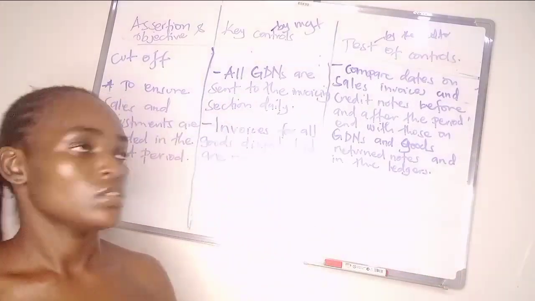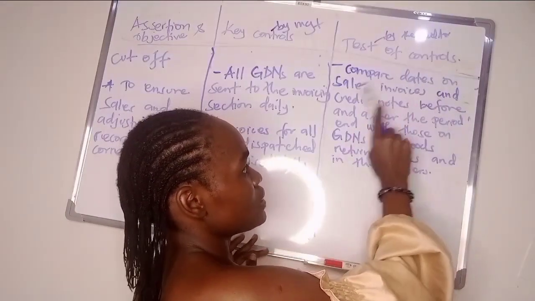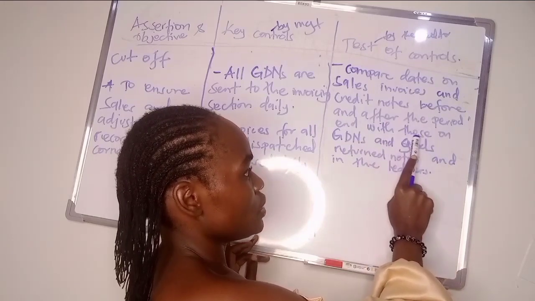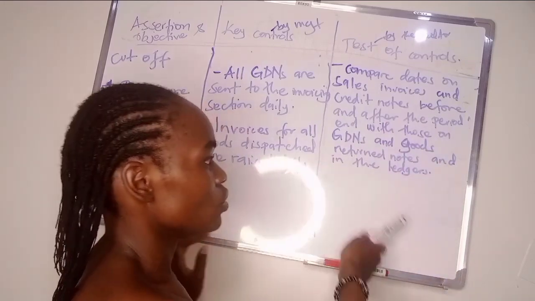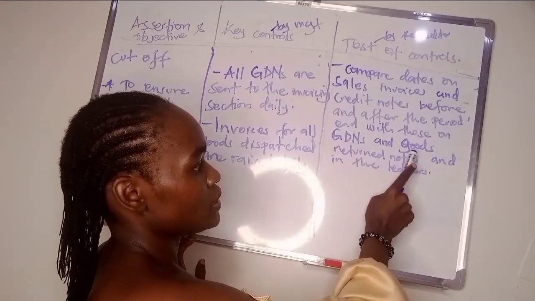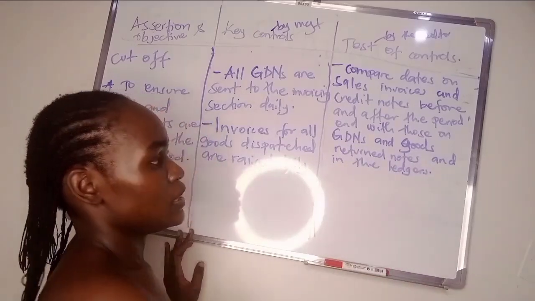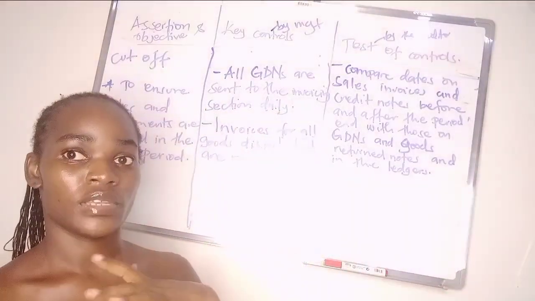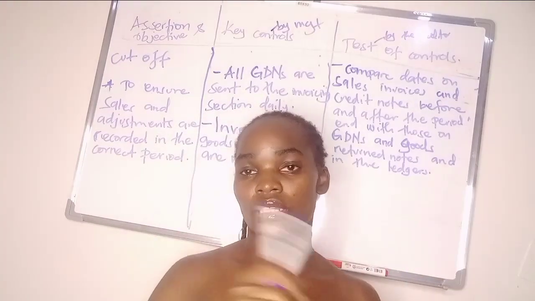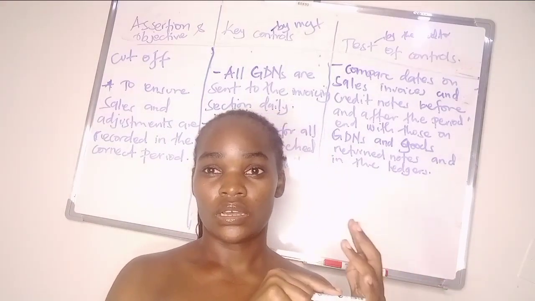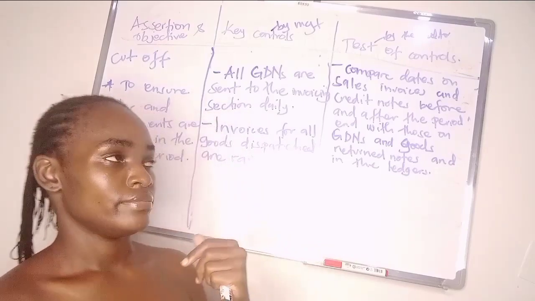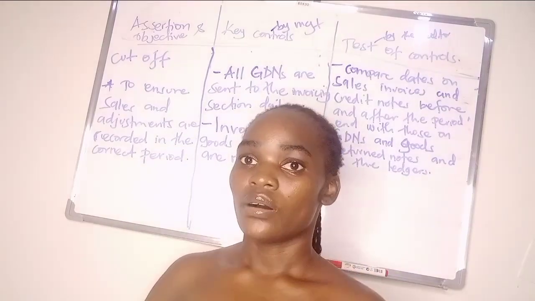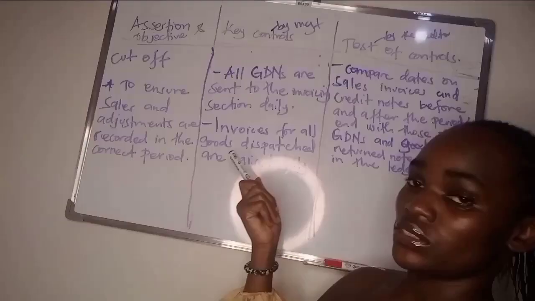To see if they match. So the auditor compares dates on the sales invoices and credit notes before and after the period end with those on goods delivered notes and then goods returned notes in the ledgers. So the auditor has to compare the dates to see if they match and if they belong in that particular financial year or not. So that's how the auditor can test that control, and that's how cutoff can be achieved.